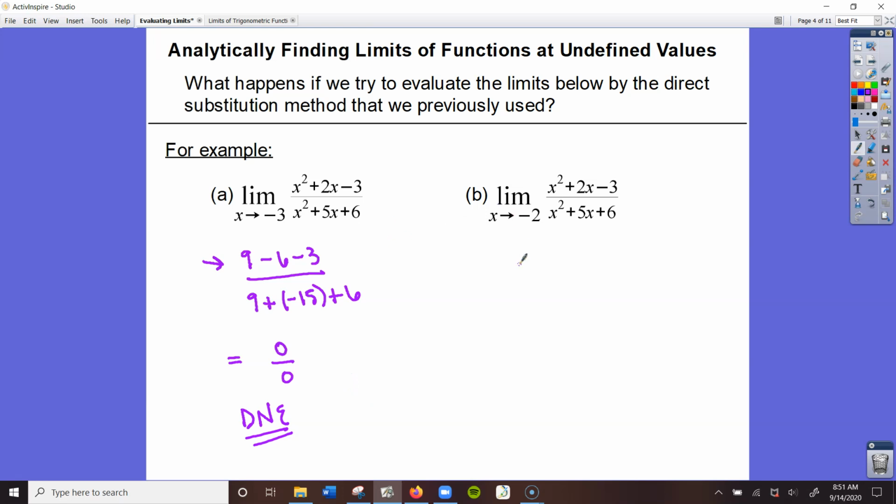Now let's try it over here. If I were to plug in negative 2, negative 2 squared is 4, plus 2 times negative 2 is minus 4, minus 3, over negative 2 squared, 4, plus 5 times negative 2, which is negative 10, plus 6. And this gives me negative 3 over 0. Again, it's over 0, so this does not exist. However, just because we got does not exist using the substitution method does not necessarily mean that the limit does not exist.